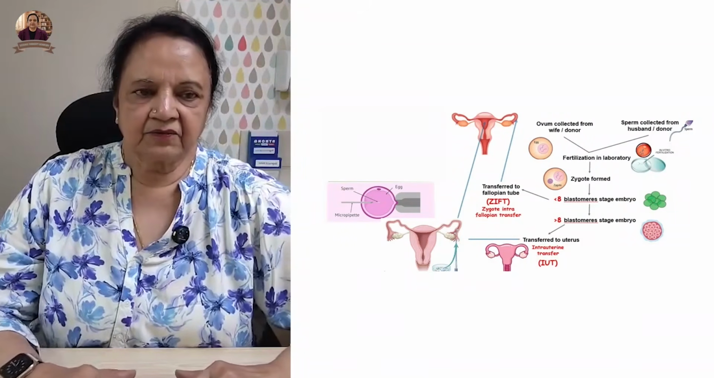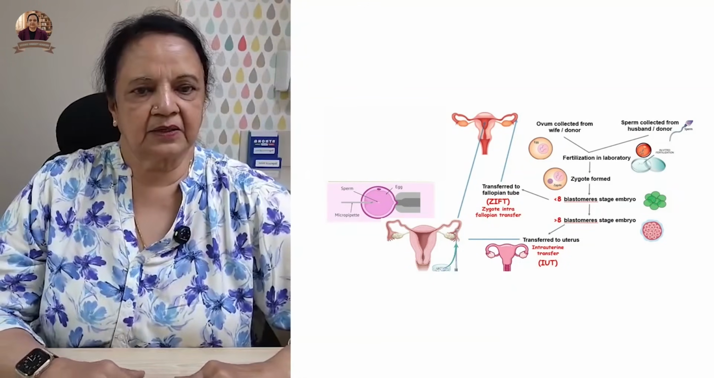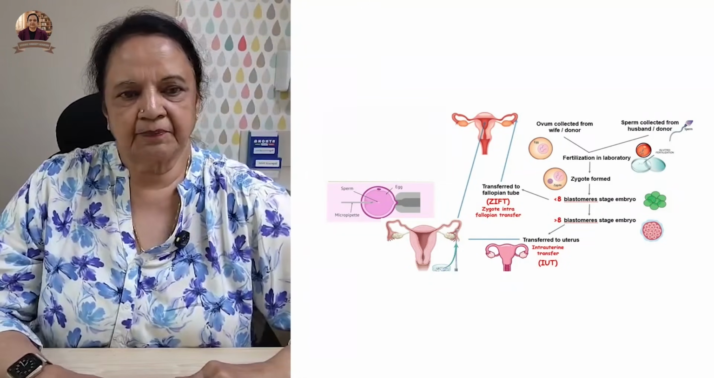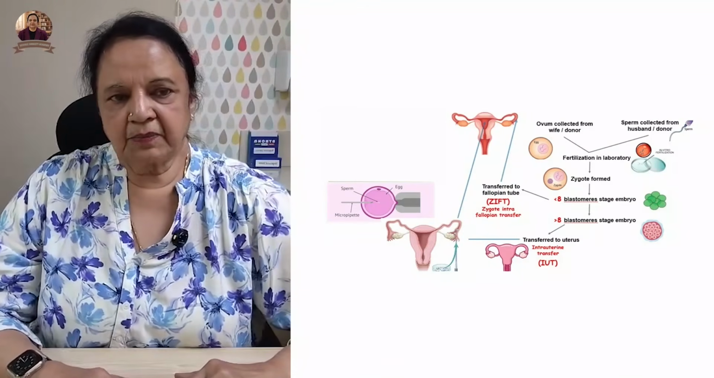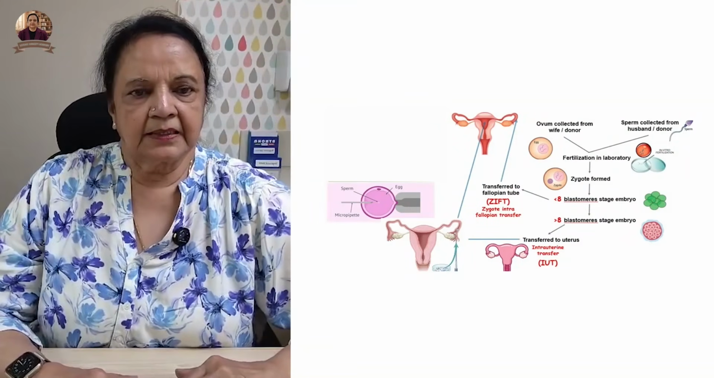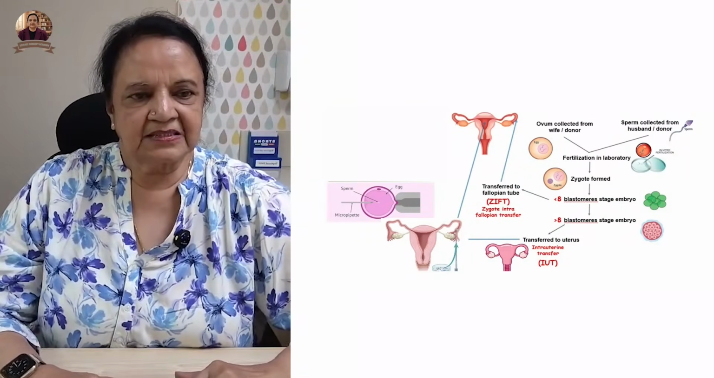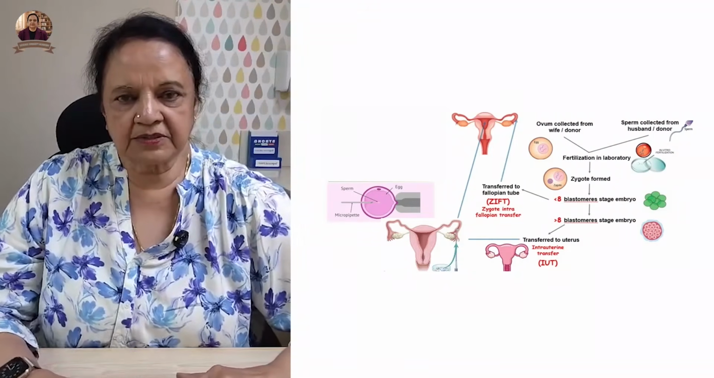Fertilization is done in vitro, that is, the collected eggs are fertilized with the husband's or a donor sperm in a petri dish which contains the culture medium in a laboratory. The term in vitro means within the glass, referring to the process outside the body.